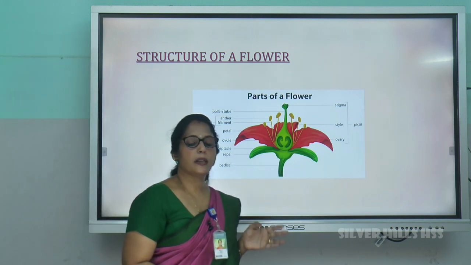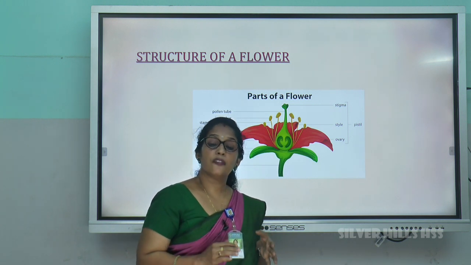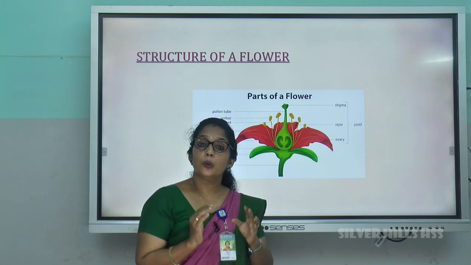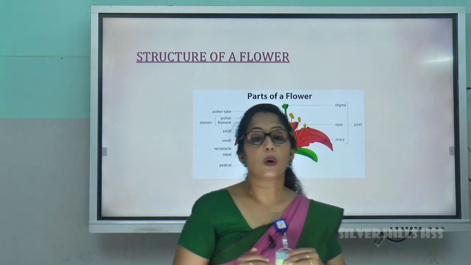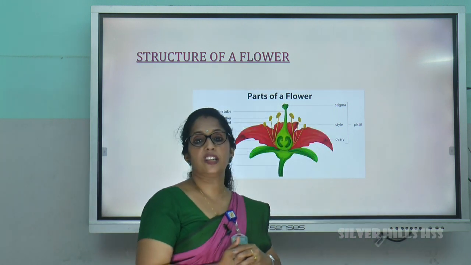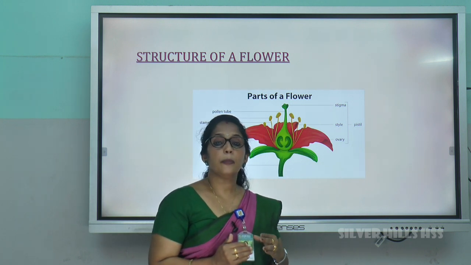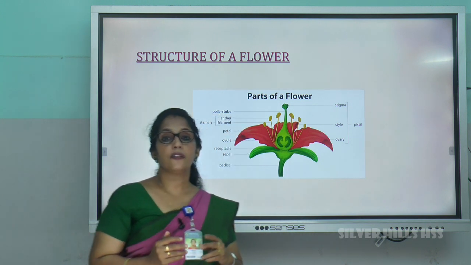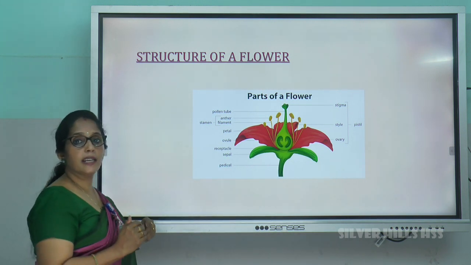Now, according to the presence of male gamete and female gamete, we can classify the flowers into two. Some flowers will contain only male reproductive part. Such flowers are called male flowers. Some flowers will contain only female reproductive organ. Such flowers are called female flowers. So, according to the presence of female and male reproductive organs, we can classify the flowers into unisexual flowers and bisexual flowers.